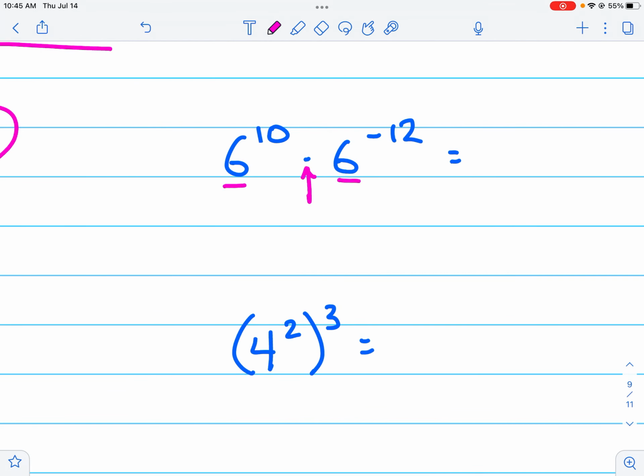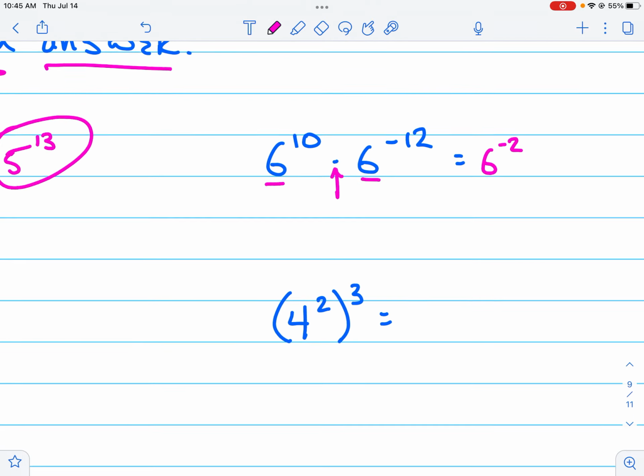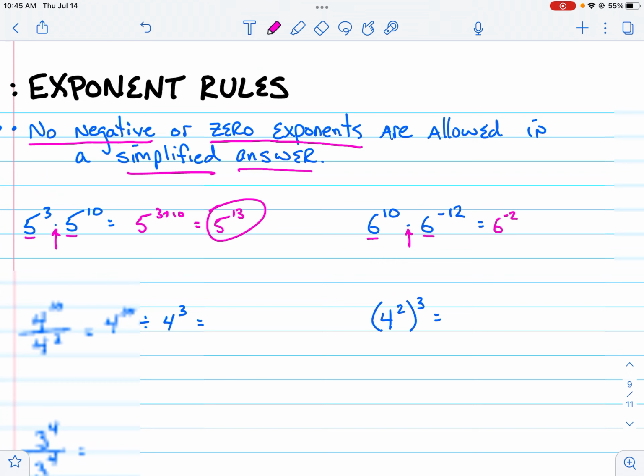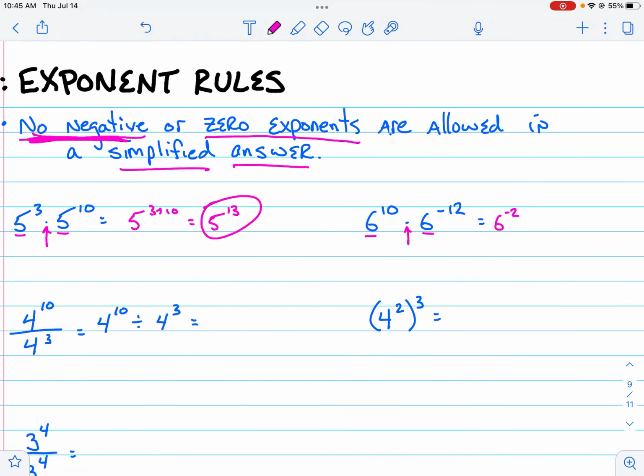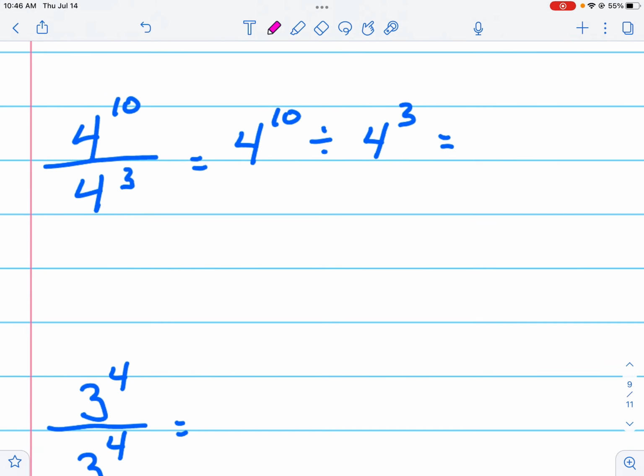When you're multiplying and the bases are the same, you can add your exponents. So 10 plus negative 12 is negative 2. Now, we're not done with that one yet. I'm not ready to circle that because you'll notice that broke one of the starter rules. You're not supposed to have negatives in your answer. So we're going to come back to that in just a moment. Let's come down here to the bottom right.